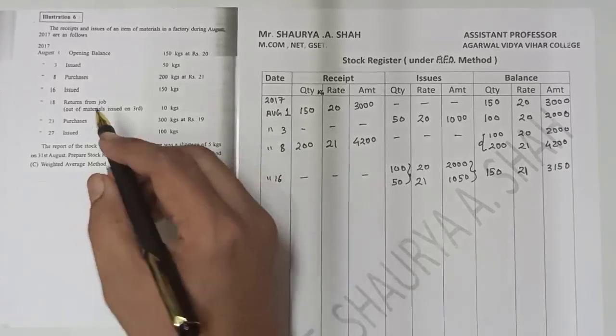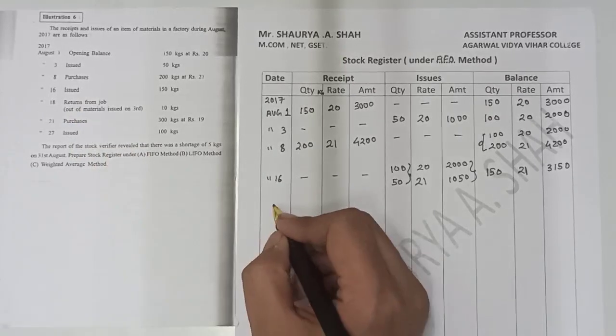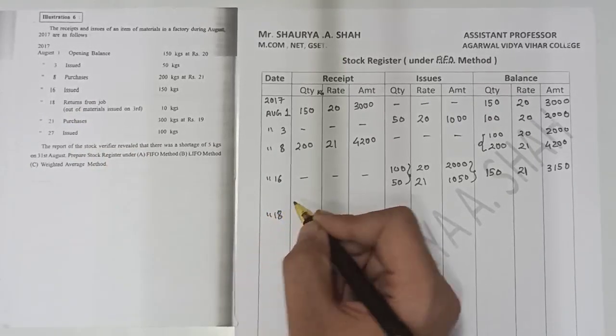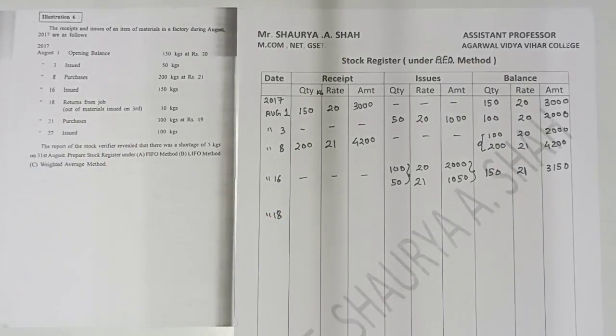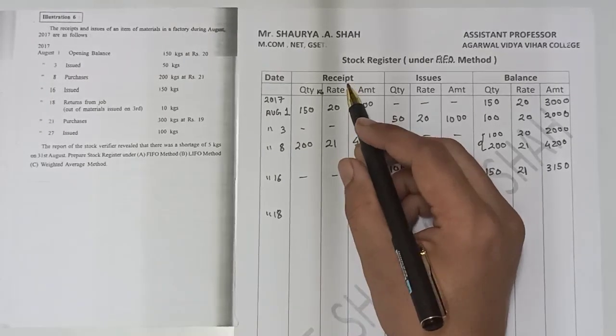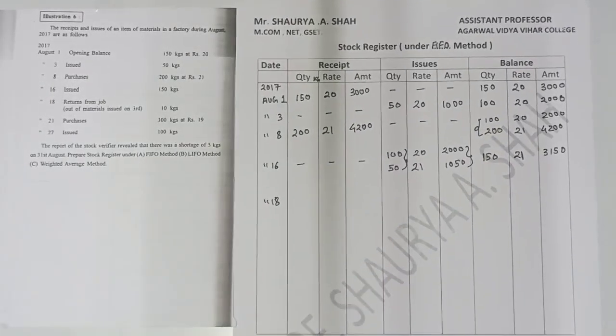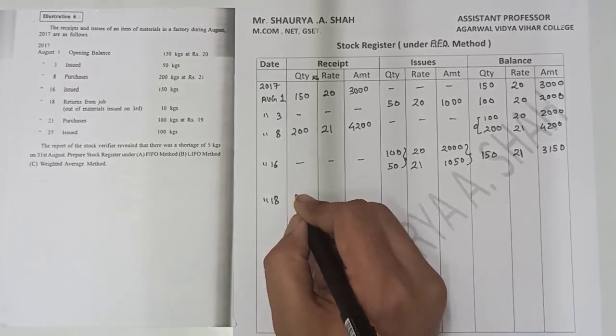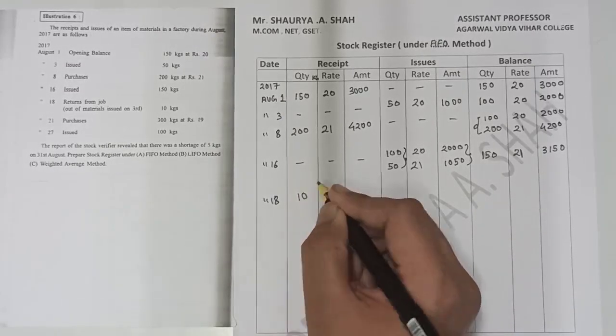Again, now on 18th, they have told that there are returns from the job, right? Returns from the job means some material you must have issued to production. Now again the production is completed, but that material is not utilized, right? So what they have done is they have returned us those materials. So return means receipt. You have received that material, right? So what you will do is on the receipt side write down quantity 10 kg.